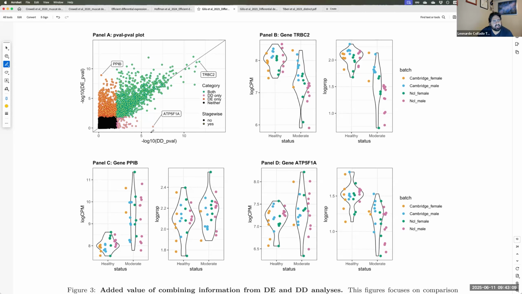So in this scenario, you could say that their method is not actually leading us to many new genes that we consider of biological interest, just a handful of them.